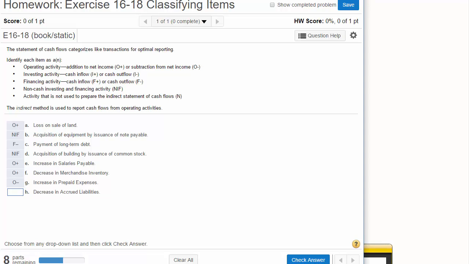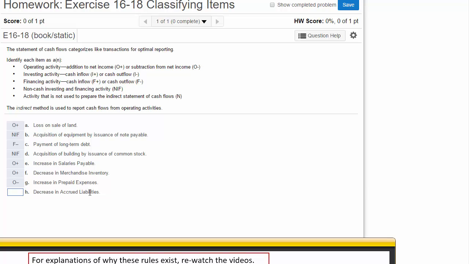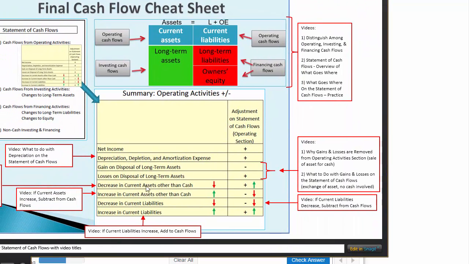Now we have a decrease in accrued liabilities. Accrued liabilities are liabilities that have accumulated but not yet been paid. The most common ones are salaries payable or wages payable. If we have a decrease in our liability, we must have paid off that liability, and if we pay off a liability, cash goes down. So this is an O minus. Don't forget, you can always double check your cheat sheet. A decrease in current liabilities is a minus in the operating activity section.